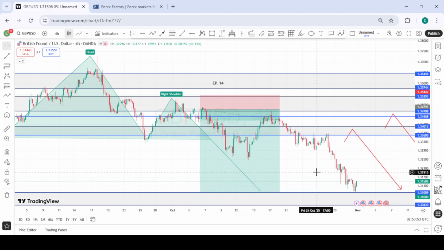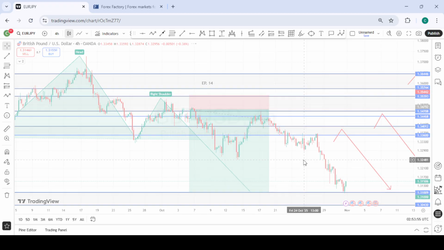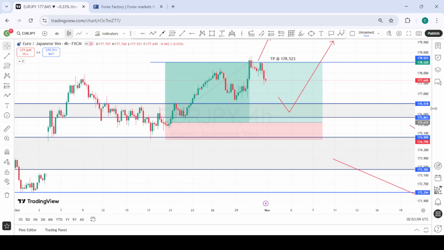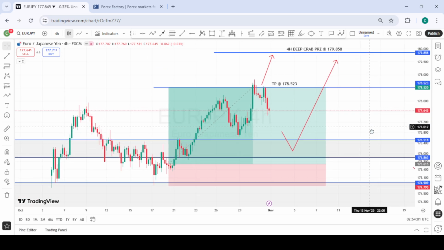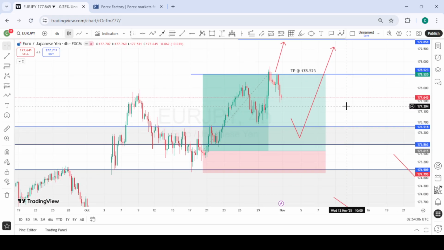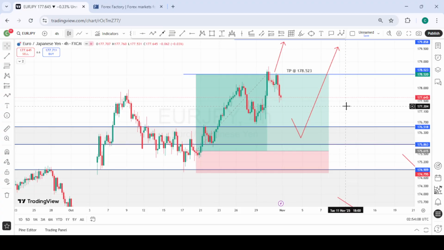Sorry. We also had a setup from, I think, 2 weeks ago on EURGBP, where we were expecting price to give us this push to hit this very TP we have here. So price has actually hit its TP, and let's move on to the next.